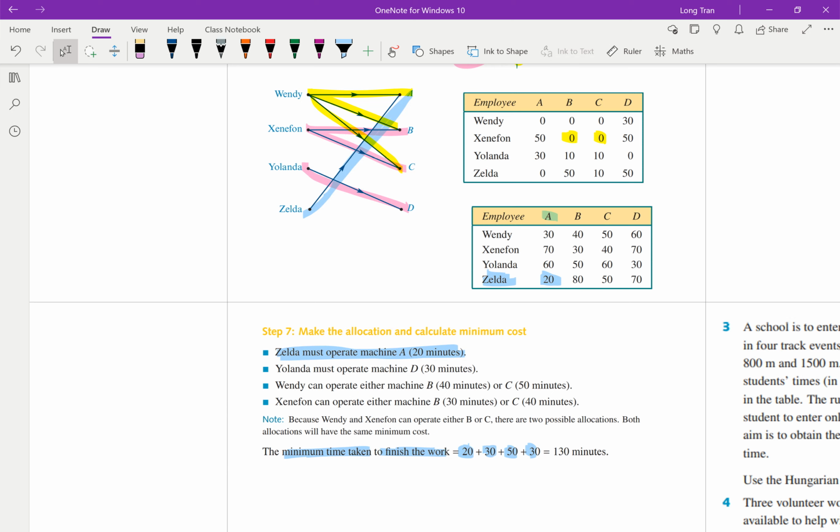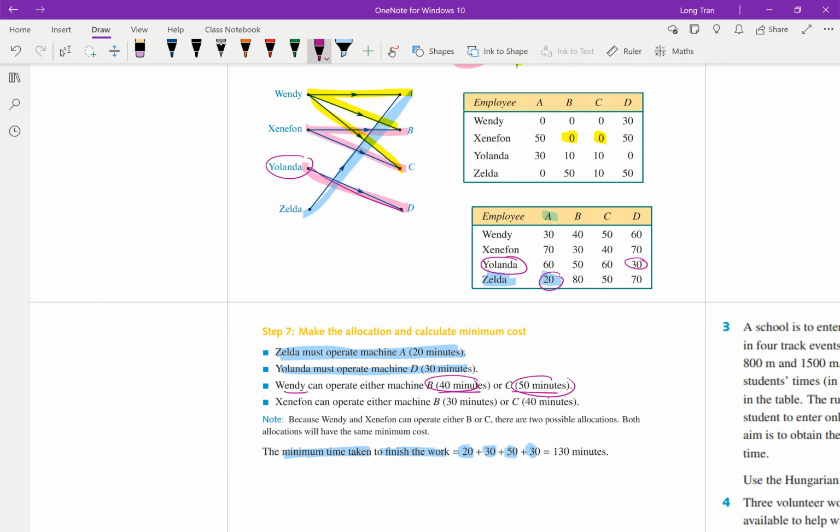Okay, so you can see here, 30 minutes is coming from Yolanda. So if you look at Yolanda, Yolanda is connected to D, and you go back to Yolanda to D is 30 minutes. So you got 20 plus 30, and if you look over here, Wendy has either machine B or C. Why not A? Because Zelda's already in A. So if Zelda's got A, well then Wendy's got an option of B or C. It doesn't matter which one you choose. Okay, so in this case, it was either 40 minutes or 50 minutes. Doesn't matter which one you choose.